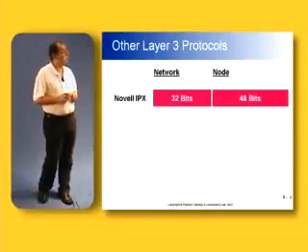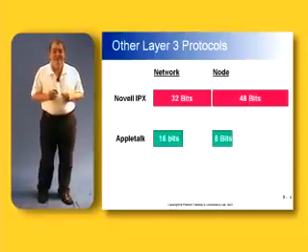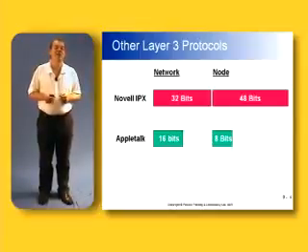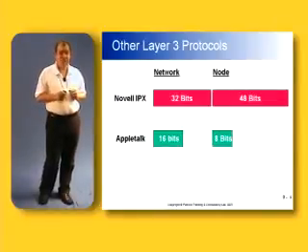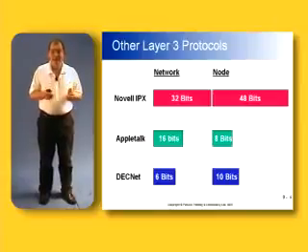Here's AppleTalk. AppleTalk, 16 bits network, 8 bits host. Always 16 bits represents the wire, 8 bits represents the host on that wire. One more, DECnet, an old protocol I know, but I guess it's still around somewhere. 6 bits network, 6 bits represent the wire, only 10 bits represent the host.